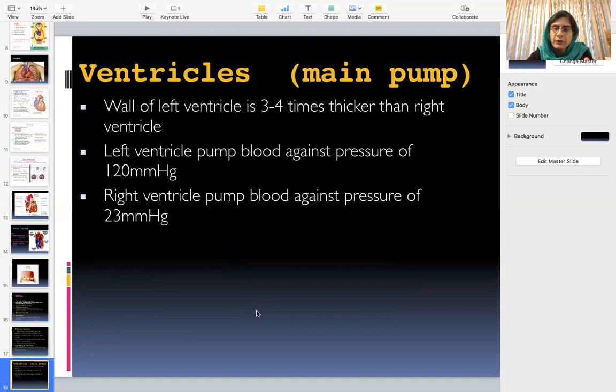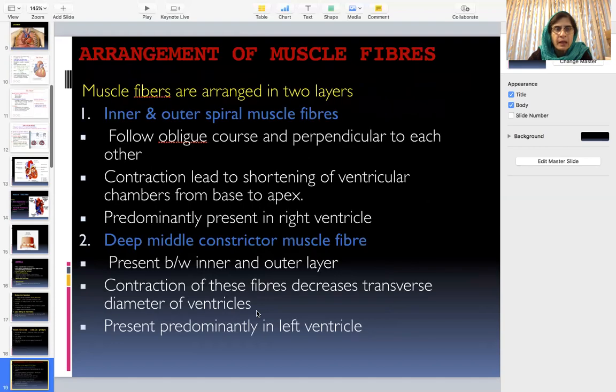Whereas for the right ventricle, in the pulmonary circulation, the pressure is much lower compared to systemic circulation. So it has to pump against less pressure. So the wall of the left ventricle is 3 to 4 times thicker than the right ventricle. The left ventricle pumps against a pressure of 120 millimeters of mercury, whereas the right ventricle pumps the blood against a pressure of 23 millimeters of mercury.